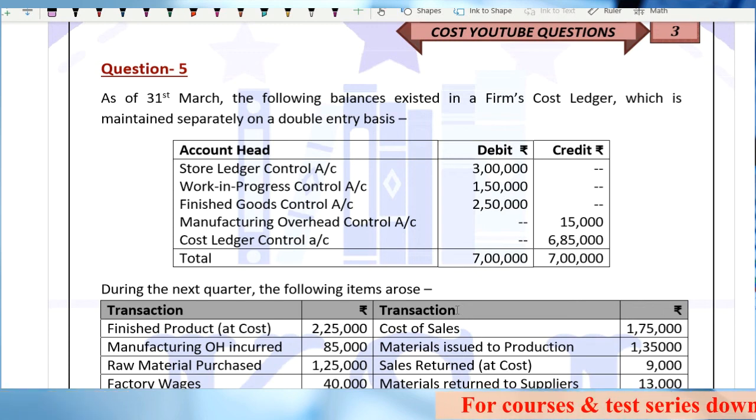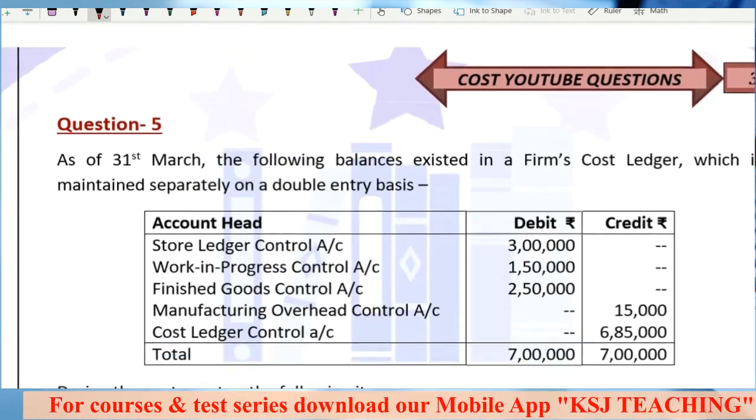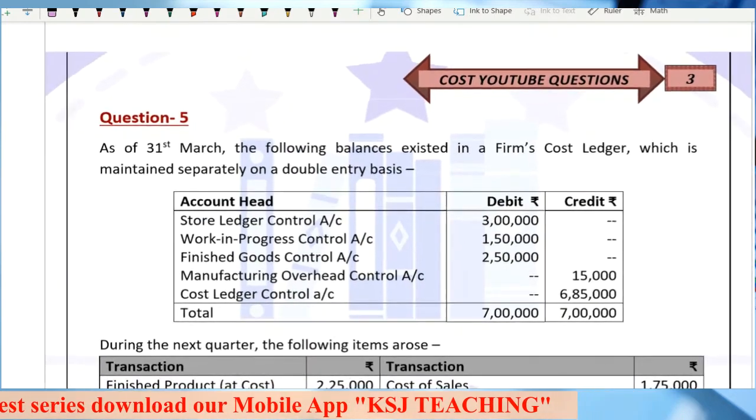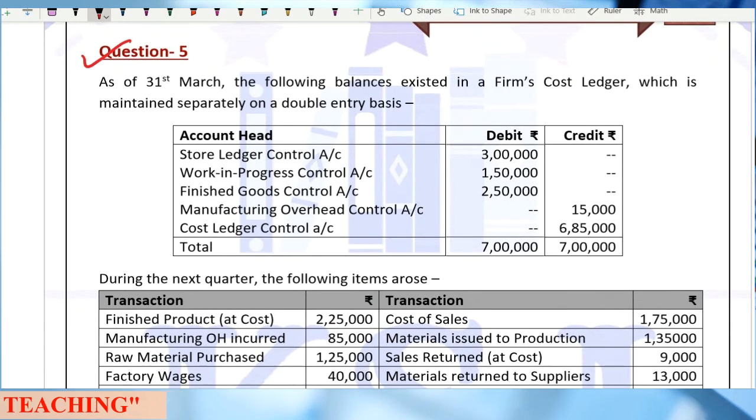So in this lecture we are going to do question number 5. This question file is available on our Android mobile app, so you can get it from there.